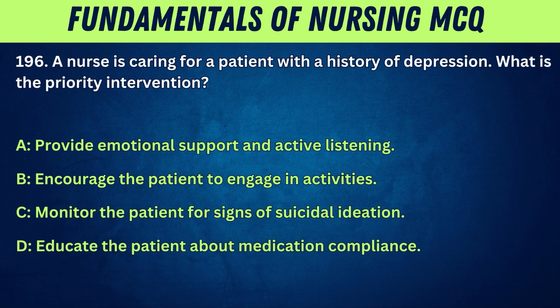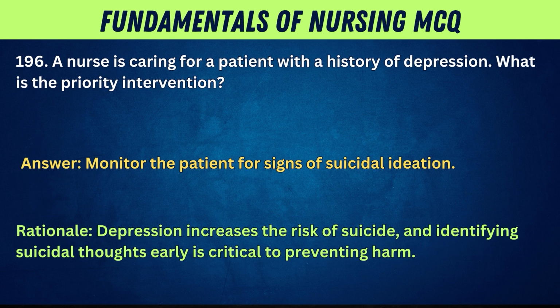196. A nurse is caring for a patient with a history of depression. What is the priority intervention? A. Provide emotional support and active listening. B. Encourage the patient to engage in activities. C. Monitor the patient for signs of suicidal ideation. D. Educate the patient about medication compliance. Answer. Monitor the patient for signs of suicidal ideation. Rationale. Depression increases the risk of suicide, and identifying suicidal thoughts early is critical to preventing harm.